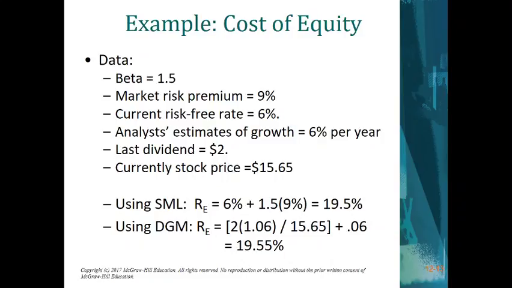Using the dividend growth model, you take the last dividend, 2, times 1.06, the 6% growth rate per year, divide that into the current stock price of $15.65, and add that to 0.06, and you get, guess what, 19.55%.